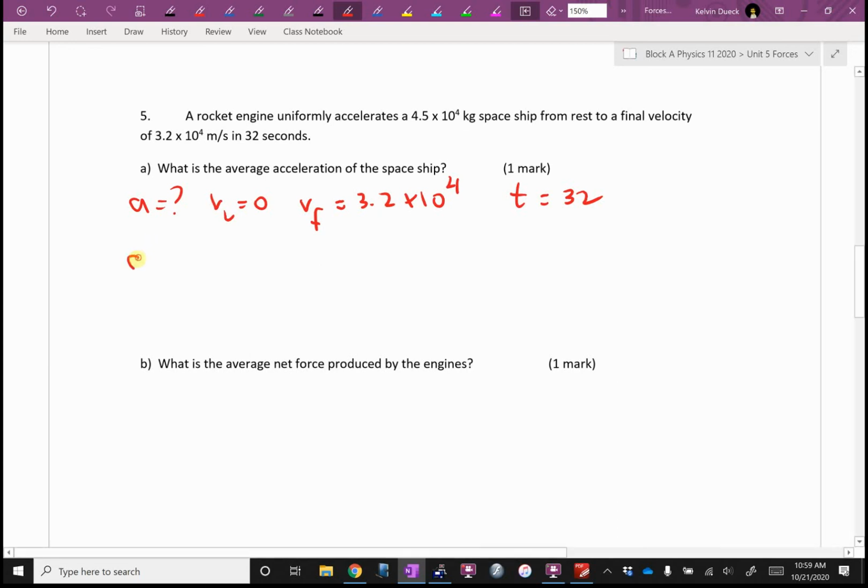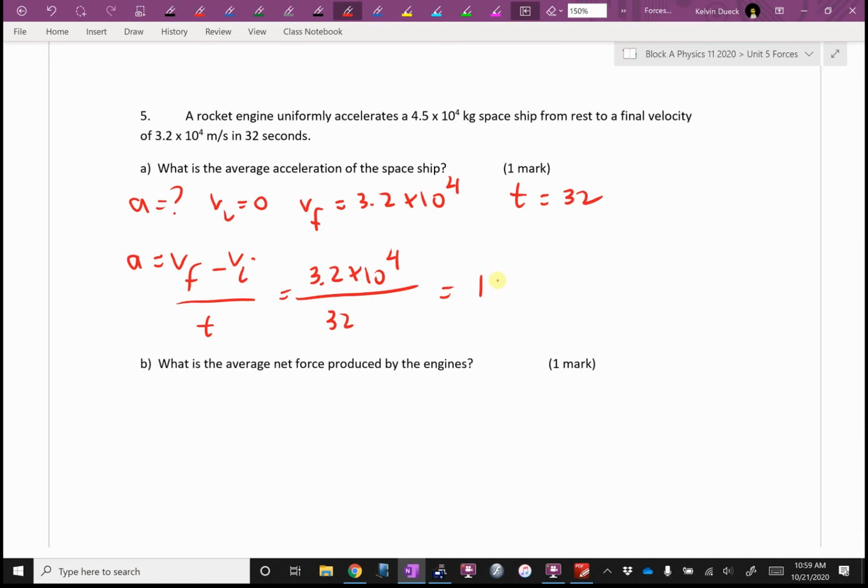I think it's going to be A equals VF minus VI over T. It's going to be 3.2 times 10 to the 4th minus 0. Am I going to bother entering that? Really, I probably could have just left that off, but I'll put it there because some of you still like it. Divided by 32. Oh, this works out evenly. Is it 10 to the 4th, right? No, 10 to the 3rd. 3.2, yeah. Is it 1,000 even? Or am I wrong? Yeah.